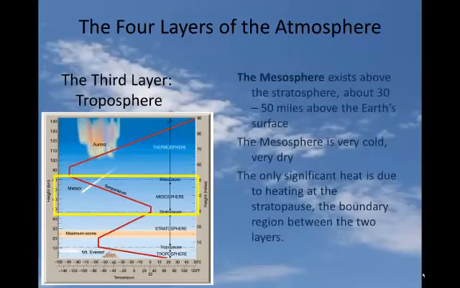The third layer, the mesosphere, exists above the stratosphere and extends about 30 miles to 50 miles above the Earth's surface. The mesosphere is very cold, it's very dry, there's not really a whole lot of heating going on, at least not thermal heating. The only significant heat is due to the heating at the tropopause. So if you look at the graphic, the tropopause is the boundary between the stratosphere and the mesosphere.